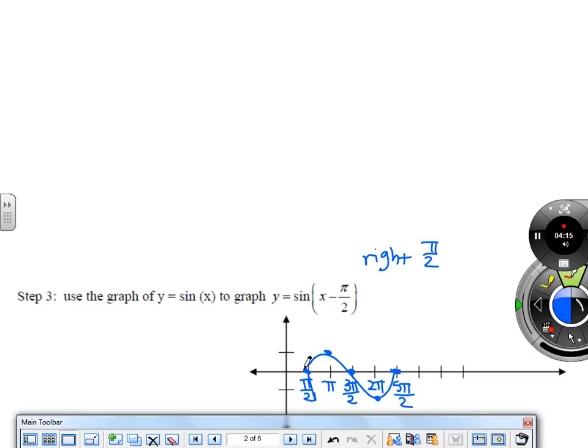Yeah. All right. So the next thing we're going to do is the other horizontal change that we had in the equation. What was the other horizontal change in the equation? What's that?